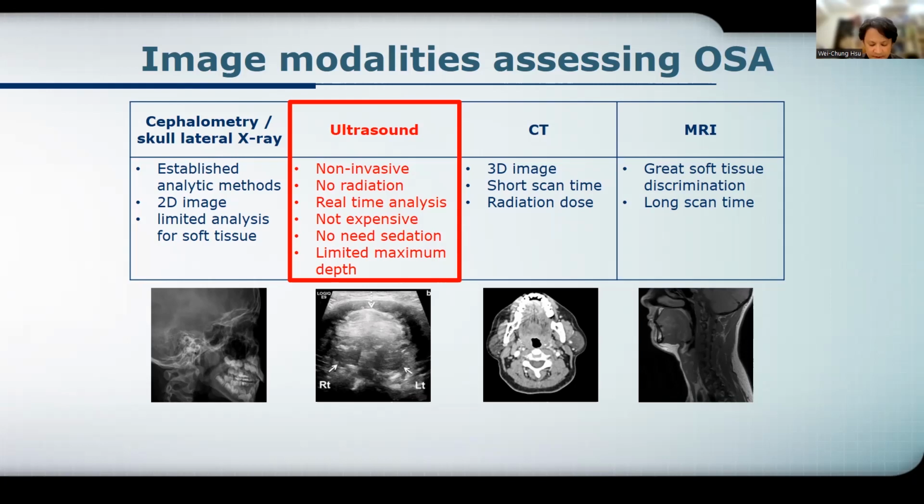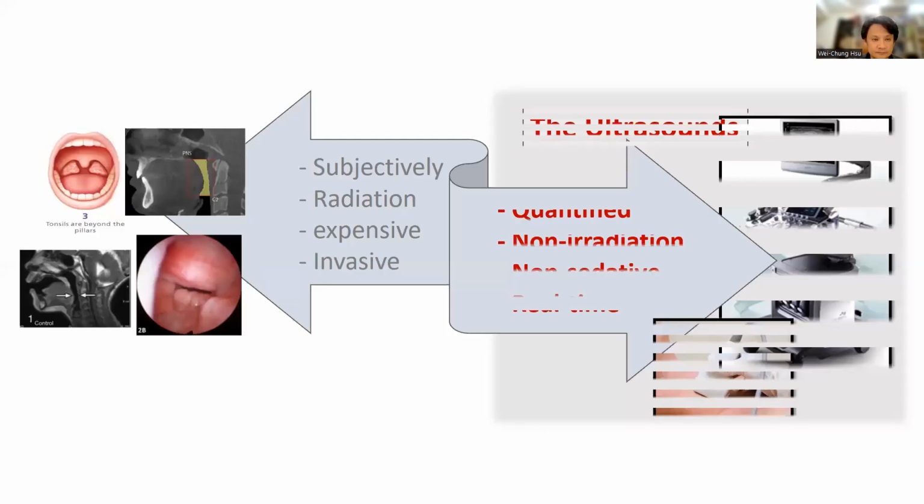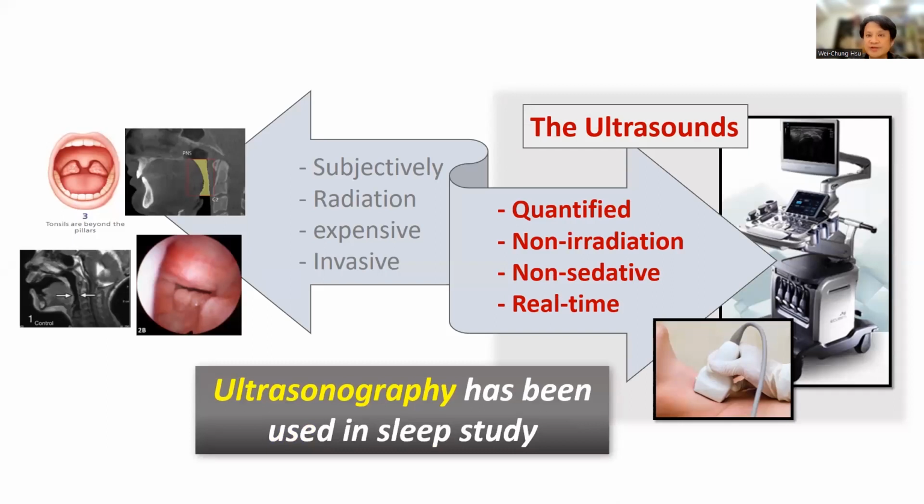And of course, it is cheaper than CT or MRI and could be available anytime in the clinic if you have an ultrasound machine nearby. With these beneficial characteristics, nowadays ultrasound has been widely used in otolaryngology head and neck surgery, including head and neck tumors and the larynx and airway evaluations, etc. Several studies have also been published demonstrating the utility of upper airway evaluation by ultrasound in obstructive sleep apnea.